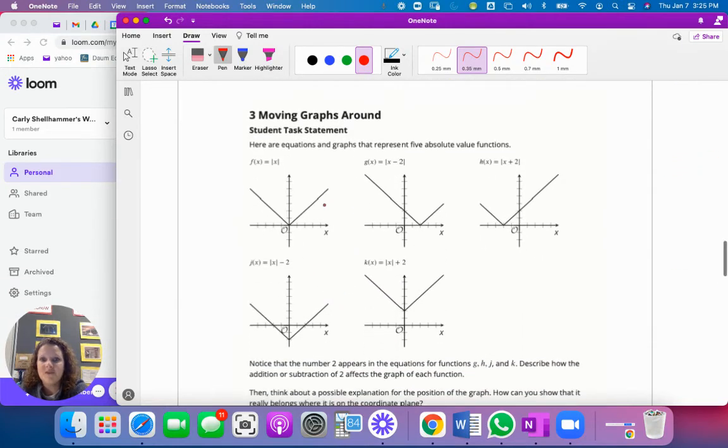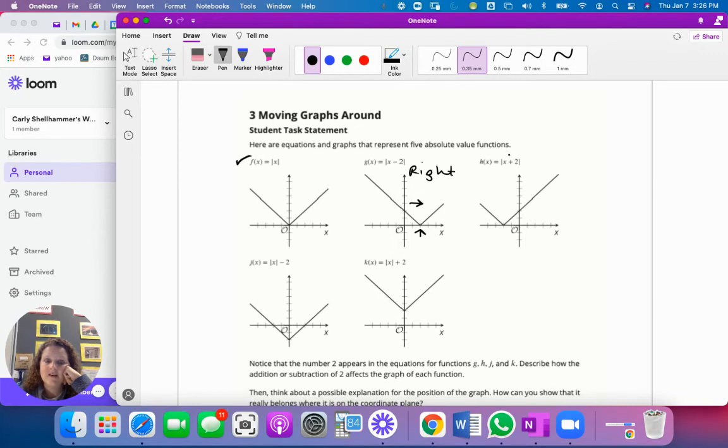And then moving graphs around. So here's where we really can practice how graphs move. This is the function we've been talking about since we started, just the basic absolute value function, where the origin is where the v is. Now, if we have x minus 2, that shifts your v 2 to the right, 2 to the positive side.